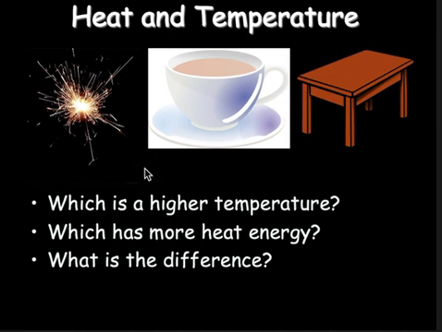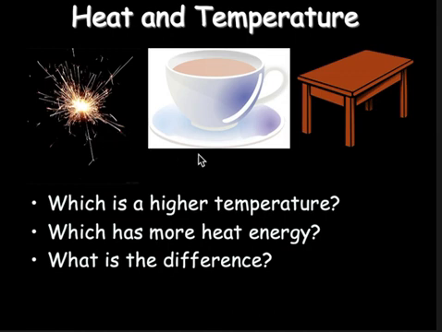Okay, so which one's at the highest temperature? Well, it's probably fairly obvious, isn't it? The sparkler. The sparkler is sparkling away, and these iron filings are probably at about 1,000 degrees or something like that, a very, very high temperature. We've got a cup of tea, which may be about 70 or 80 degrees if it's just been made. And a table, let's say it's in a room, so it'd be room temperature, about 20 degrees. So the sparkler is definitely the hottest.